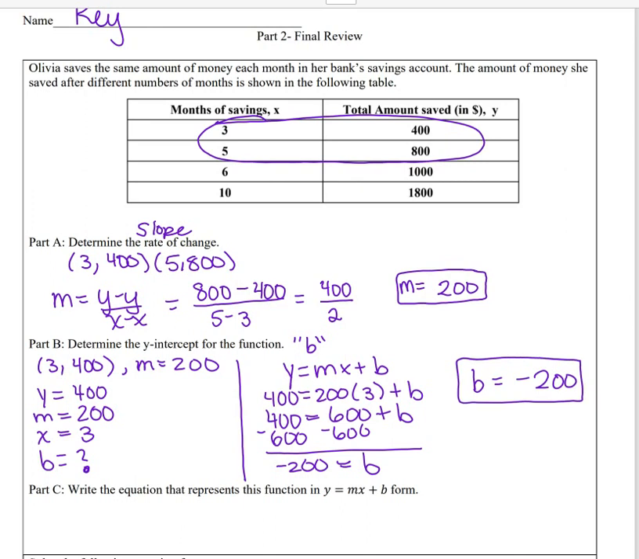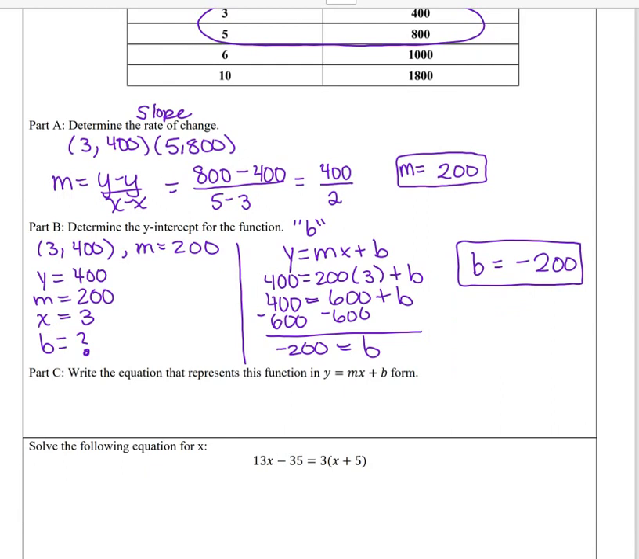Now, I know that doesn't really make too much sense in the context of the problem, but that is the correct answer. For the last part, we're just going to put that all together. The equation of the line is y equals mx plus b. My m is 200, x, and my b value is negative 200, so minus 200.